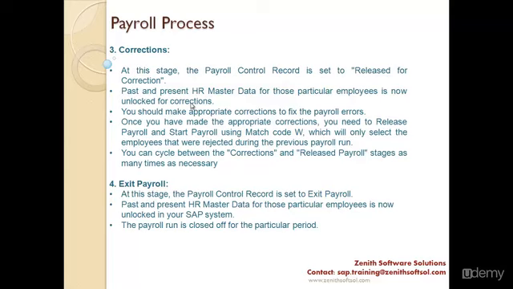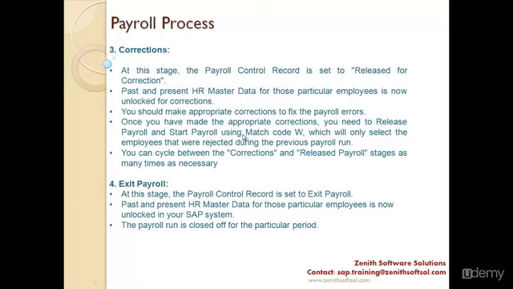For example, employee number 123: when you started the payroll, it showed an error like this employee information is not complete, some information is missing, his SSN is missing. Then you go to the correction phase and go to those master data records to make the corrections. You should make the appropriate corrections to fix the payroll errors. Other employees' payroll could be successful, so you should not touch those, but for the employees for whom the payroll has errored out, you have to make the corrections.